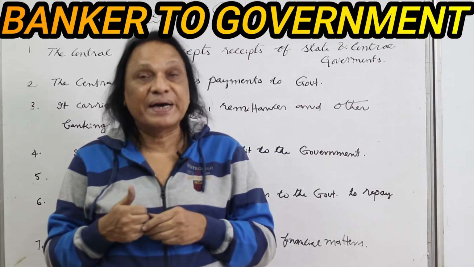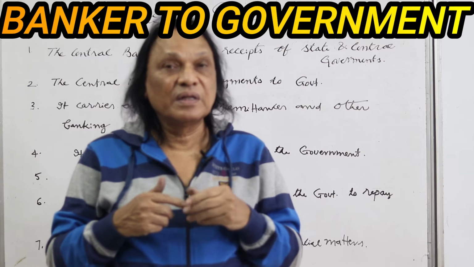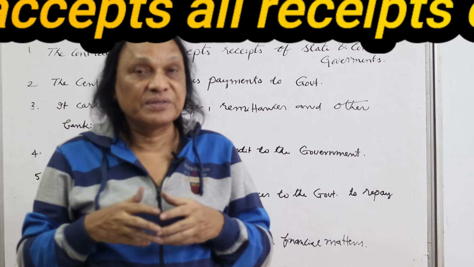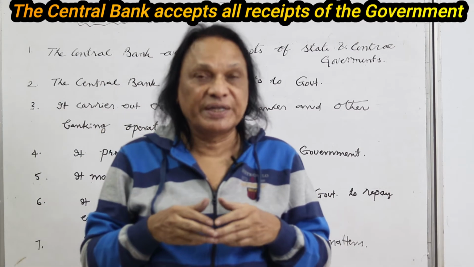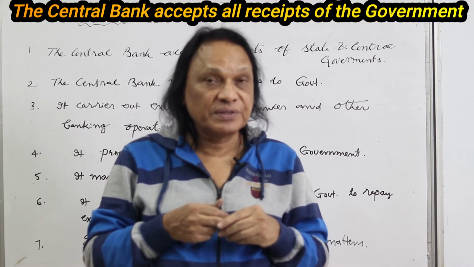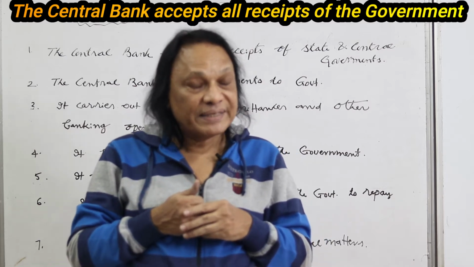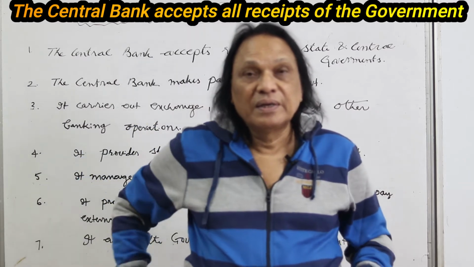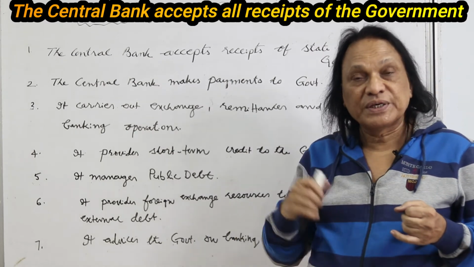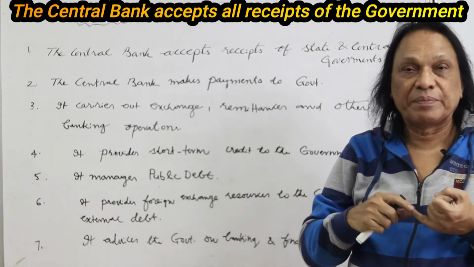What does it mean, banker of the government? All the government receipts in terms of taxes, and whatever foreign exchange the government is receiving from abroad by exporting goods to other countries, are retained by the central bank. So let's see the functions of the central bank. Banker to the government. We have the central government as well as state governments. All these governments have their accounts with the central bank.